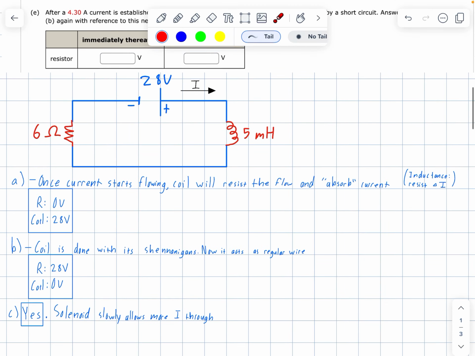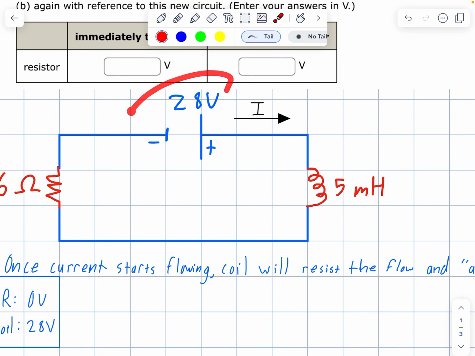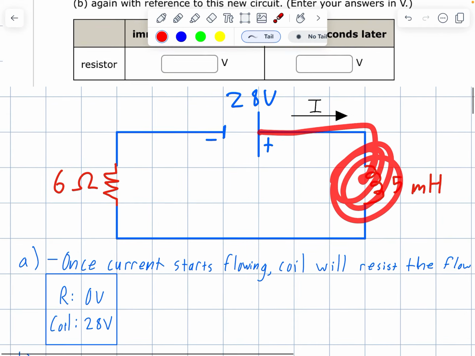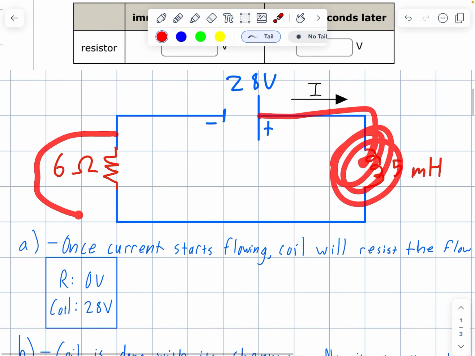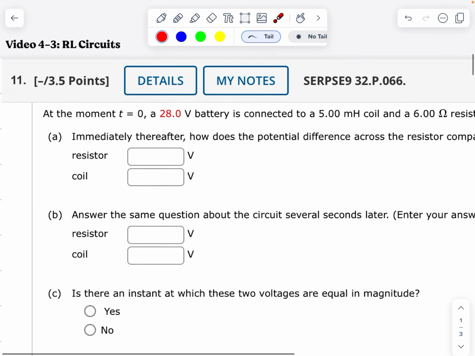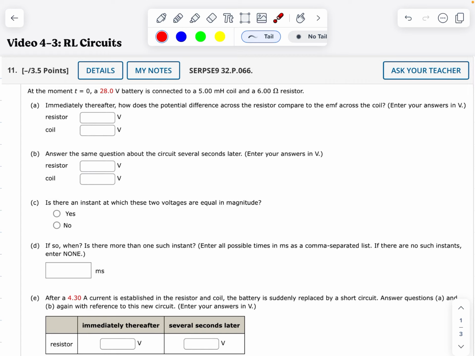And then I went ahead and drew our circuit here. So it starts with our voltage source. Current first travels through Mr. Solenoid, and then after that, this resistor. So part A asks, immediately thereafter, how does the potential difference across the resistor compare to the EMF across the coil?